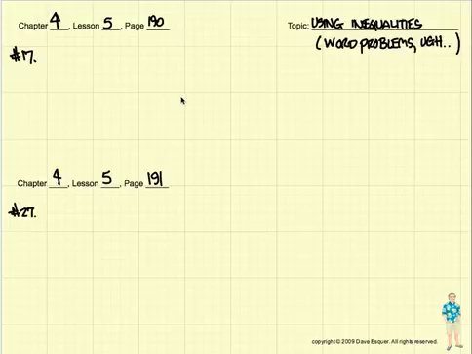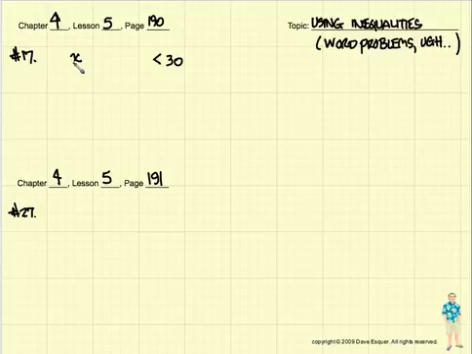Number 17, it says, find the greatest possible pair of integers such that one integer is twice the other one and their sum is less than 30. So we have something that's got to be less than 30. We've got one integer and another integer that's twice as big. It says the greatest possible pair of integers, one is twice the other.